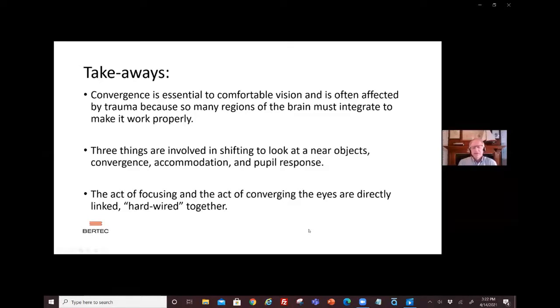The convergence loop in the brain goes from the front of the brain to the back of the brain, to the midbrain, to the lateral geniculate body, and then out to the eyes. So it's a very long loop. It goes through almost the entire brain. So any damage to the brain has some chance of affecting that response. And that's why we refer to convergence as the weak link of vision in concussion, because it's the first thing that we see in most patients.